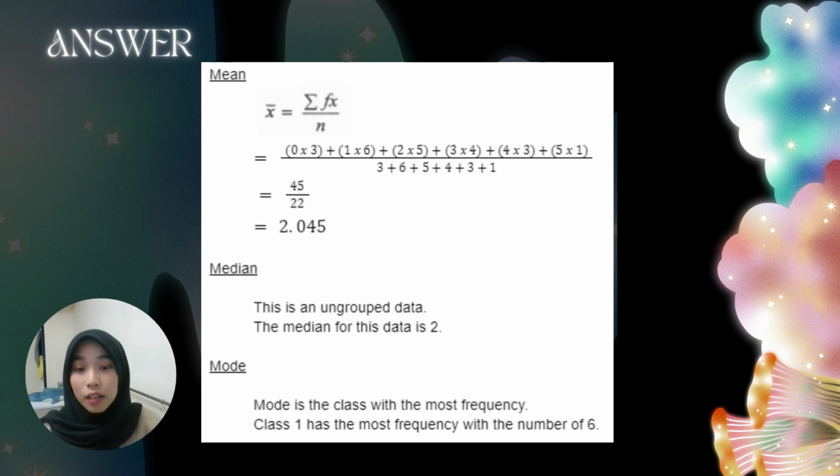Mode is the most frequent, the highest frequency. So if you look at the table, the highest number among the frequencies is 6, which is class 1. Okay, we have class 0, class 1, class 2, and until 5. But the highest frequency among those classes is 6, which is class 1. So the mode for this ungrouped data is class 1 with 6 as the frequency.